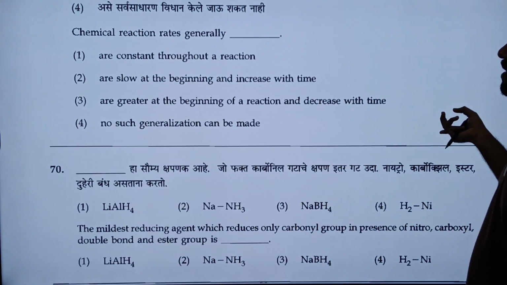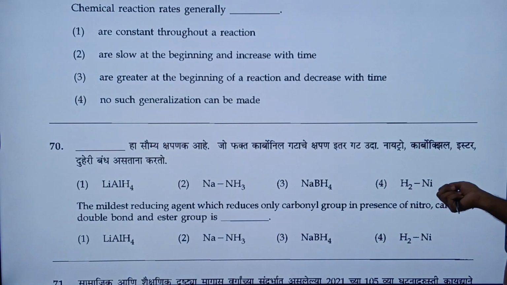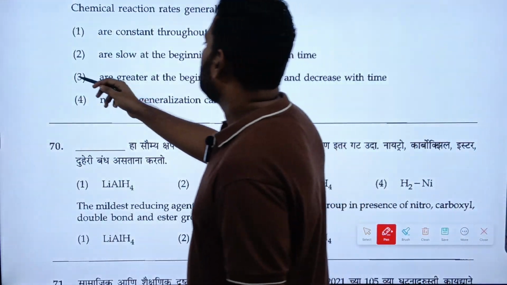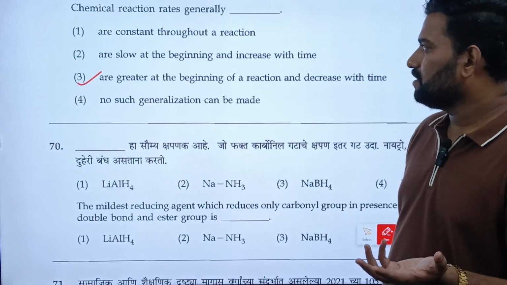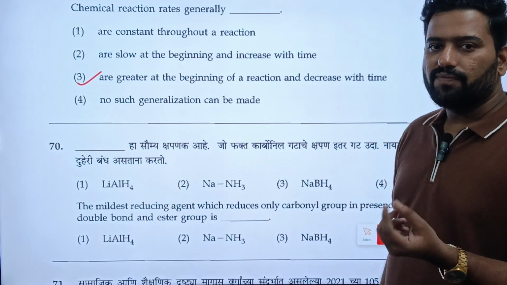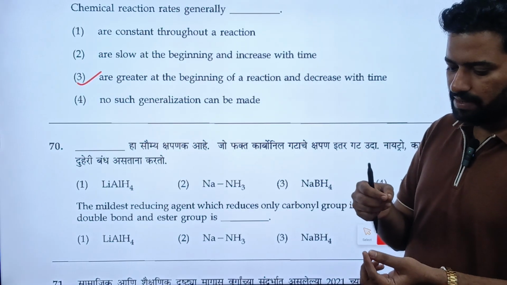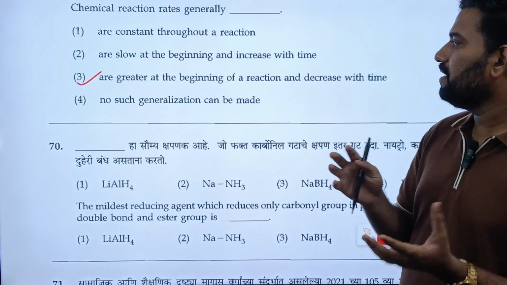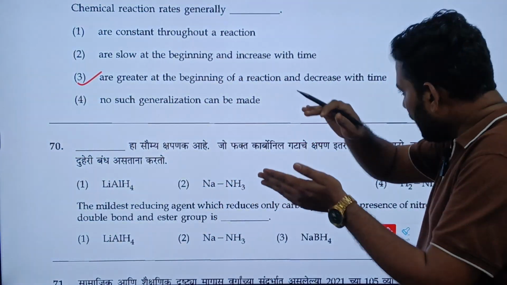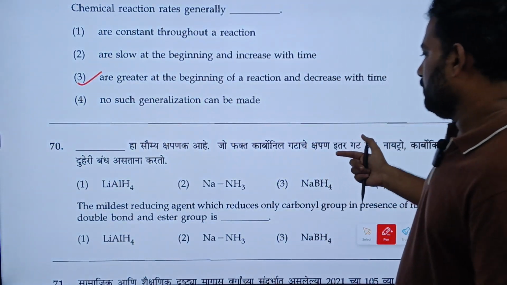Chemical reaction rates generally are constant throughout a reaction, are slow at the beginning and increase with time, are greater at the beginning of a reaction and decrease with time, or no such generalization can be made. Simple answer, are greater at the beginning of a reaction and decrease with time. Any simple chemical reaction you observe and you get your answer. If we add lemon juice or acid on a calcium carbonate surface, then it reacts very fast at the beginning, and by the time speed of reaction decreases. So this is the right answer.